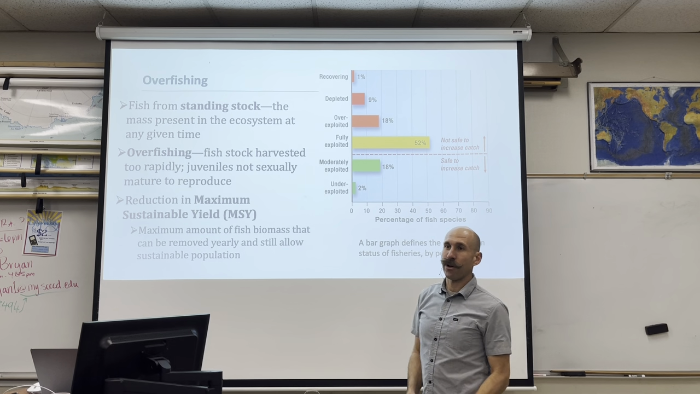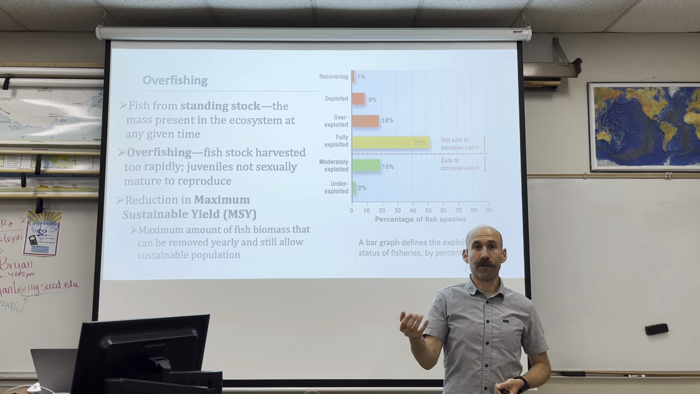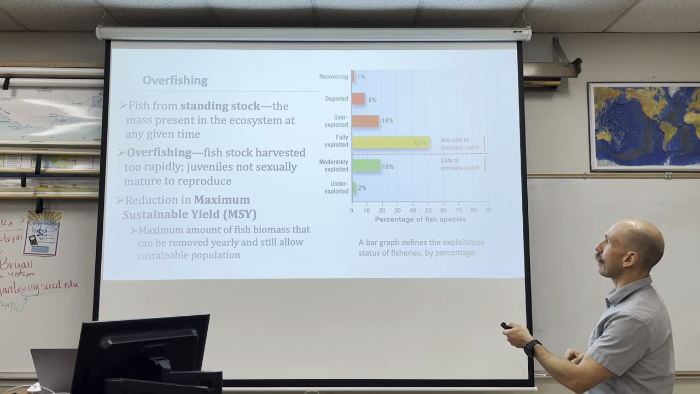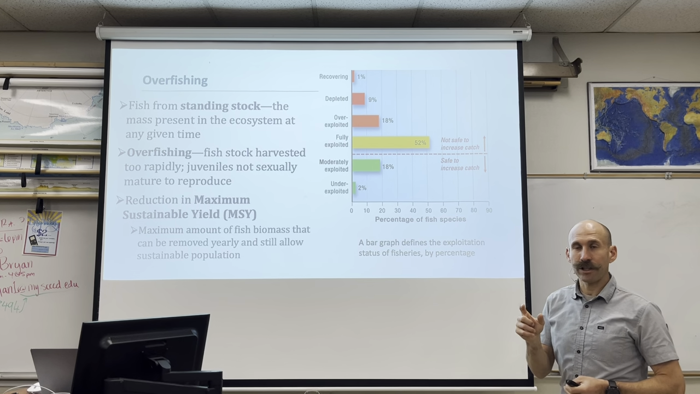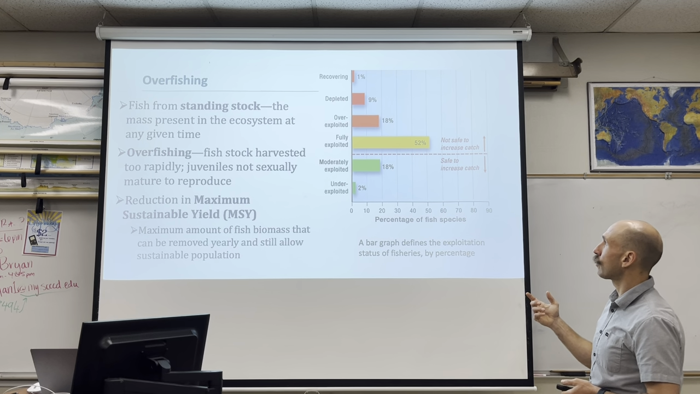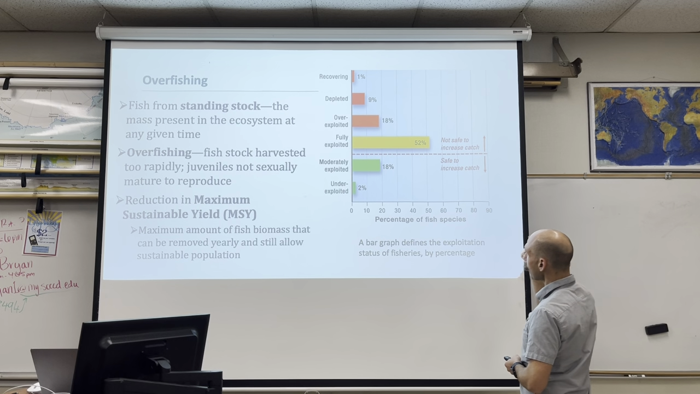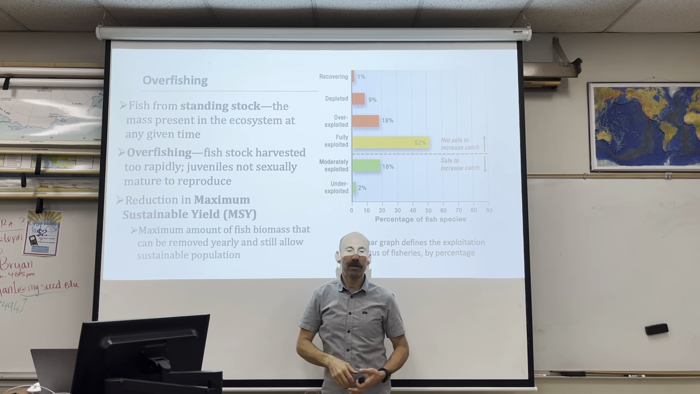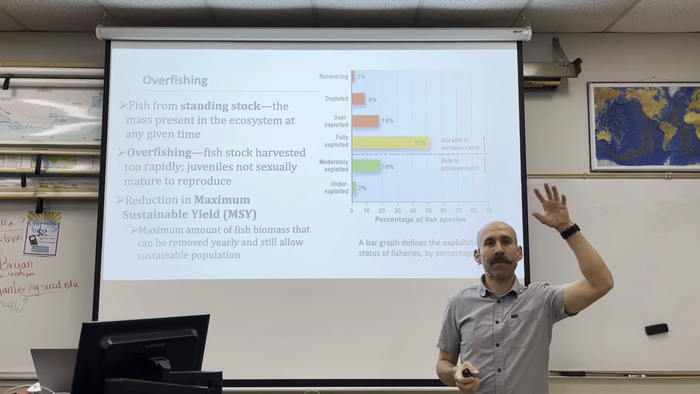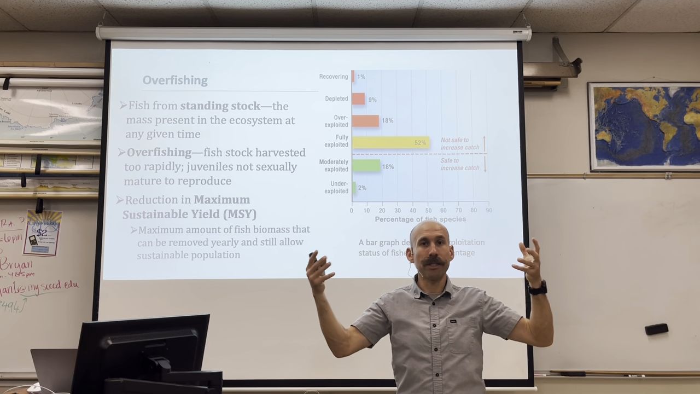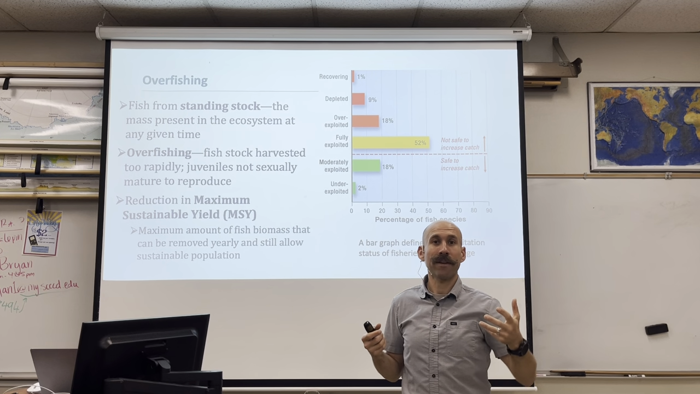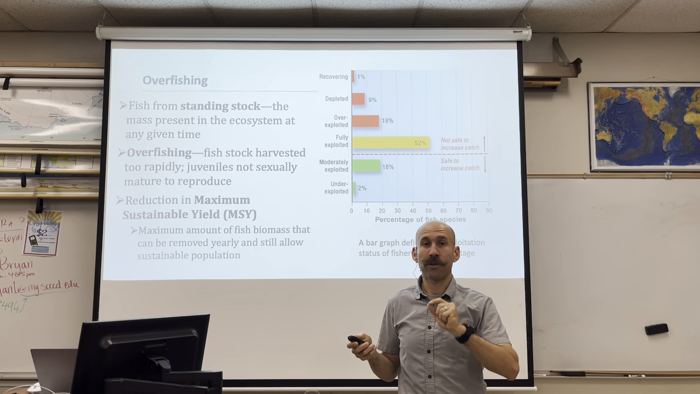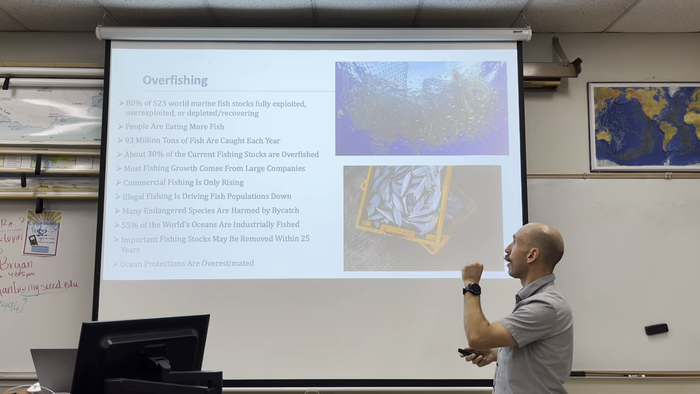Well, we are at this point where the oceans are overfished. And overfishing is when fish stock is harvested too rapidly. Juveniles, small fish, can't grow big enough to reproduce. And we can think of this in terms of the maximum sustainable yield. So it's pretty simple. If we take more fish out of the ocean than can reproduce, we are going to deplete that resource. And this is what we have seen for a long time, and current trends are pointing in that direction for this to continue to occur.